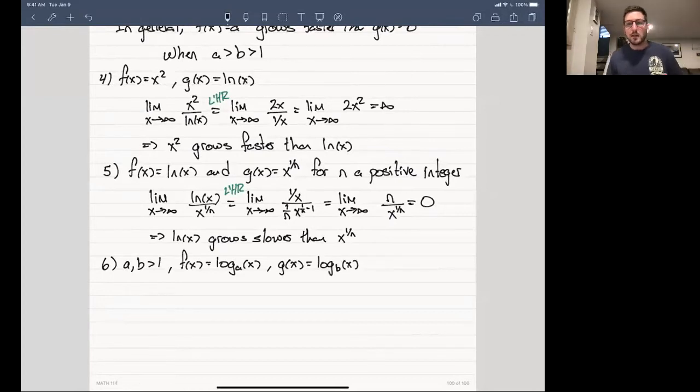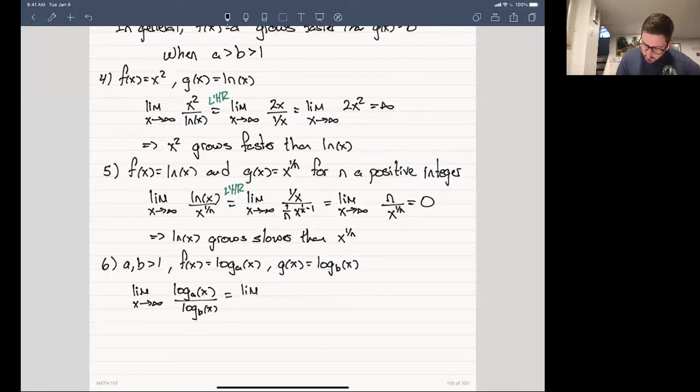And so we would expect, at least based on some knowledge, that there should be some ordering happening here. If a is bigger than b, then f grows faster or slower, whatever it happens to be. But it turns out, because of the change of base formula, that's never the case. So let's take a look at this. Log base a of x divided by log base b of x. Remember, we have the change of base formula that turns these things into the natural logarithm. So ln of x divided by ln a, divided by ln of x divided by ln b.